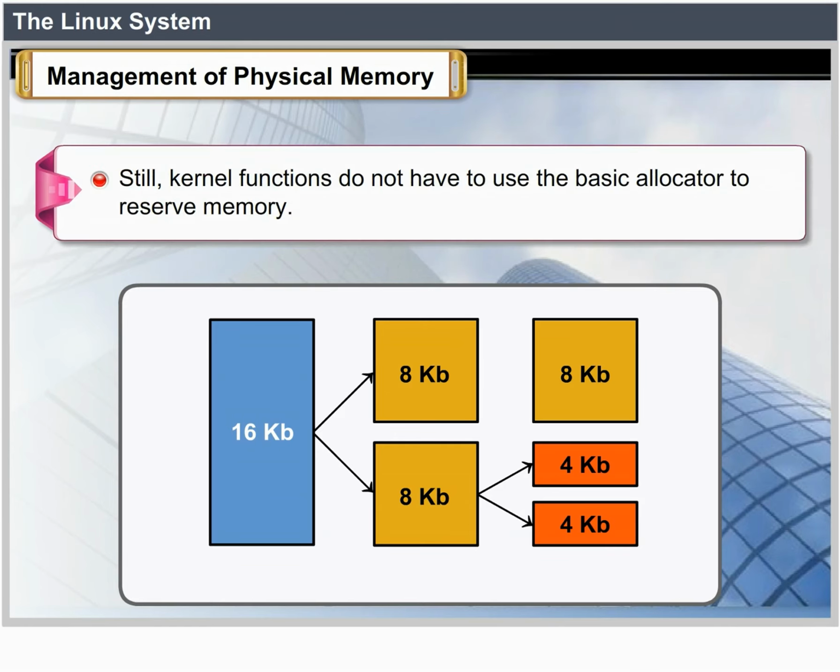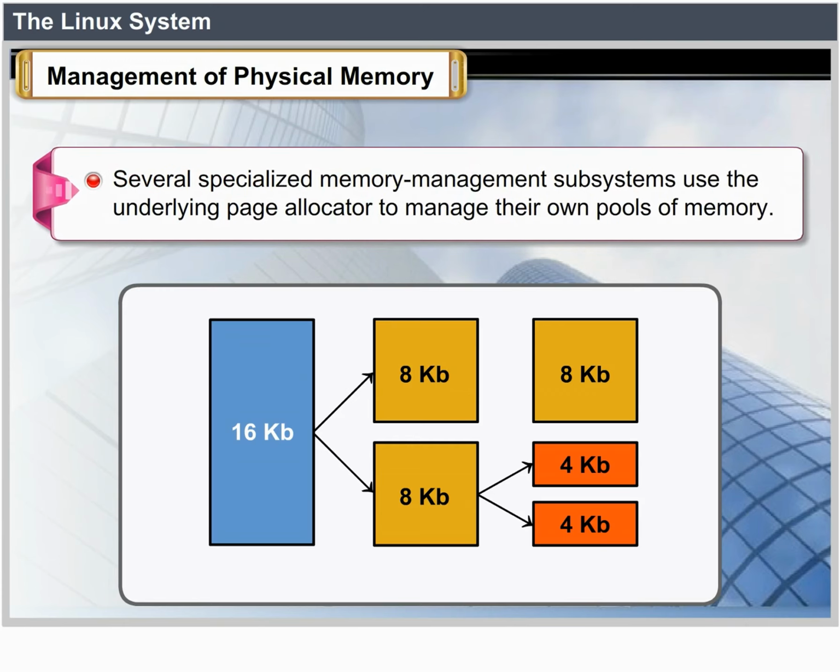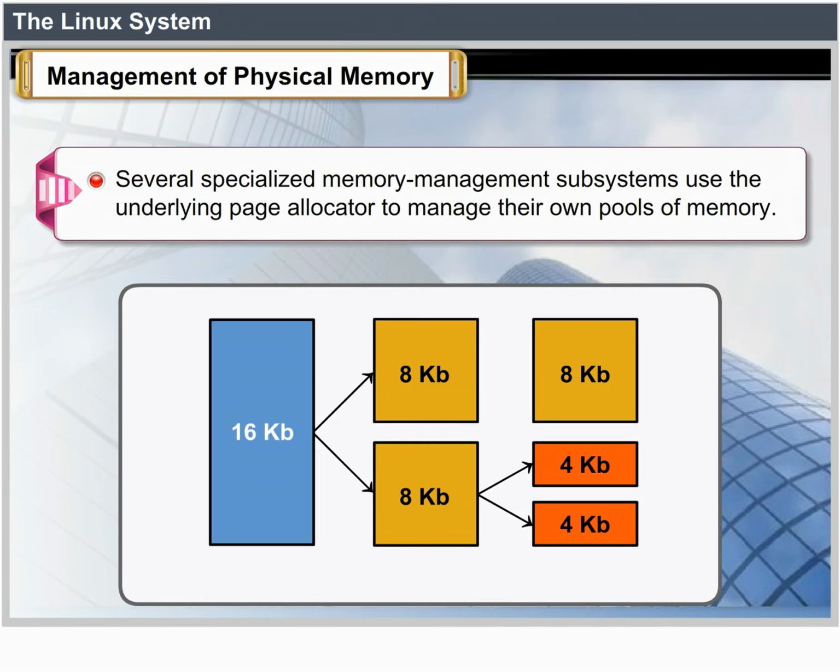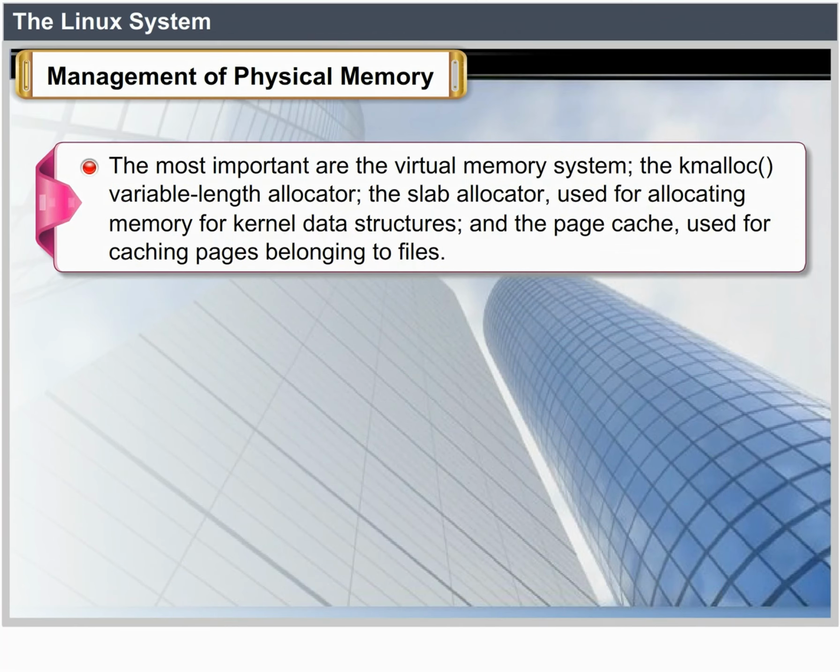However, kernel functions do not have to use the basic allocator to reserve memory. Several specialized memory management subsystems use the underlying page allocator to manage their own pools of memory. The most important are the virtual memory system, the kmalloc function variable-length allocator, the slab allocator used for allocating memory for kernel data structures, and the page cache used for caching pages belonging to files.